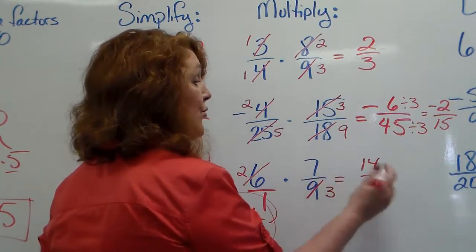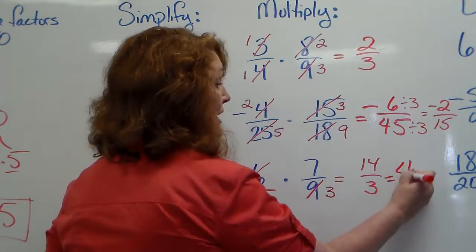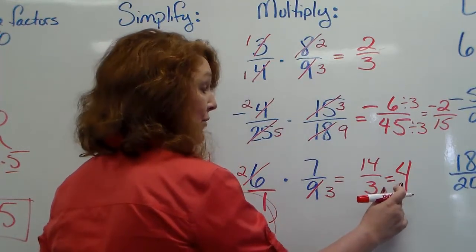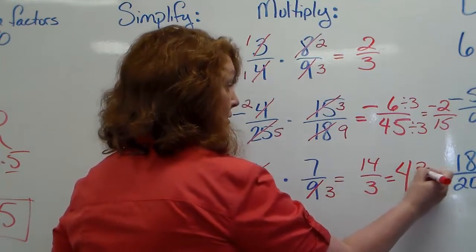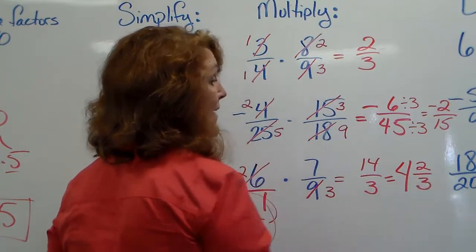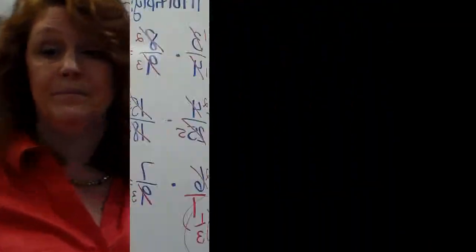So 3 goes into 14 4 times, because 3 times 4 is 12, with 2 left over. 2 what? 2/3, and that's my final answer there.